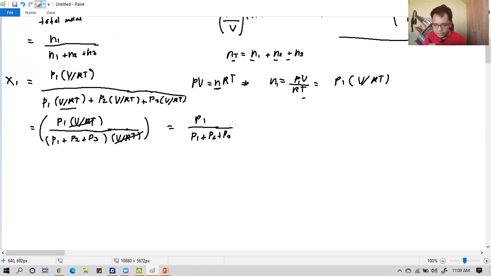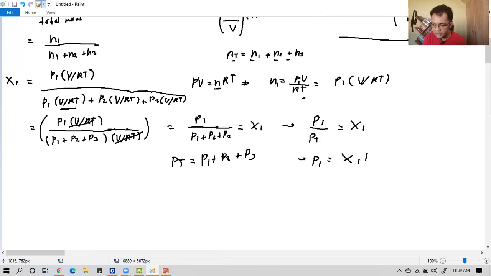So, pinakita ko lang yung relationship nila. Kung i-relate mo siya dito, let's say that the P1 is the P total. So, P total is equals to P1 plus P2 plus P3. Let's compress that equation. So, we have P1 all over PT is equals to X1. So, kung ang given ay mole fraction, ito ang expression na gagamitin nyo for the Dalton's Law. And so, that will be our expression.